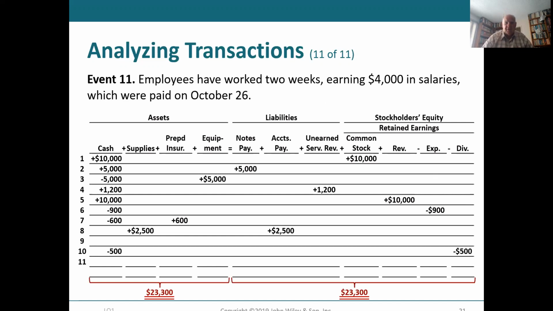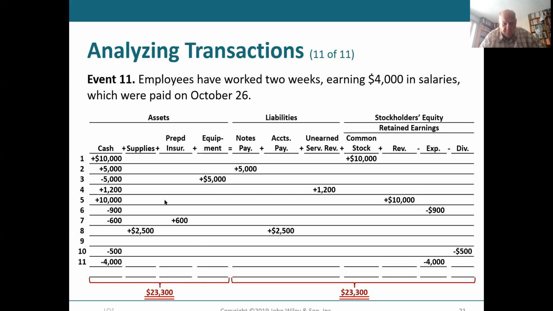And then finally, the employees get their paychecks, $4,000. Cash is going to go down, and the expenses go up. Exactly right. So at this point, we are in balance. 23,300 assets equals the liabilities plus the equity. Let me bring your attention to the plus and minus signs here. Cash plus supplies plus prepaid insurance plus equipment, that is your 23,300. That's what equals.